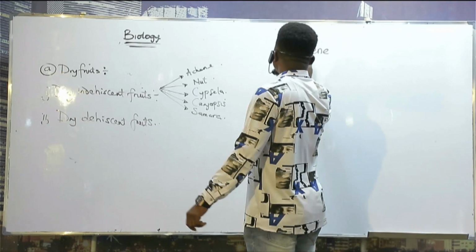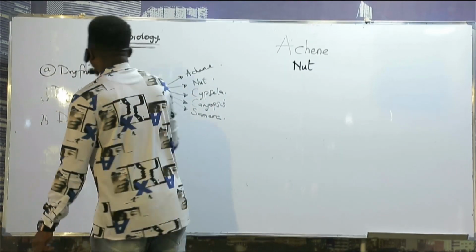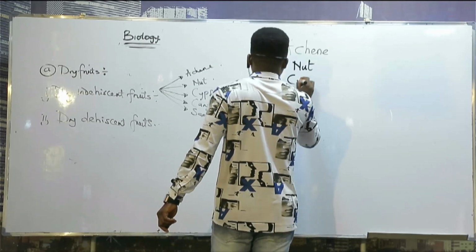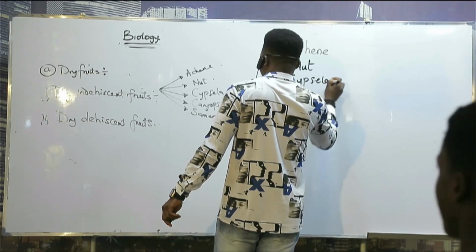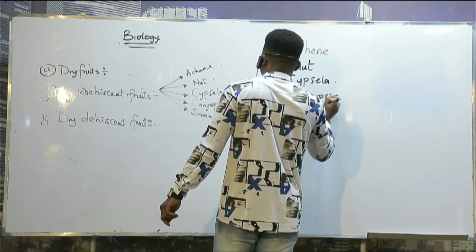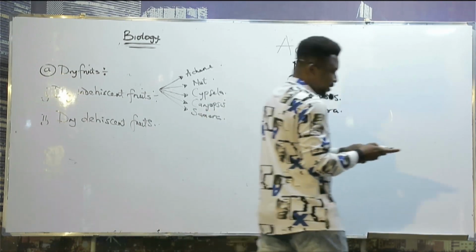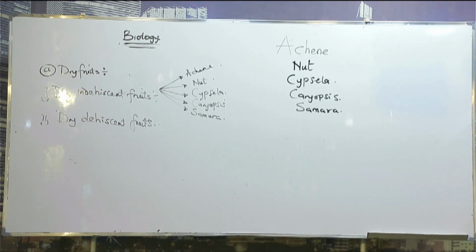So I said achene, nuts. Can you see this one now? All right. So cypsella, caryopsis, and we have samara. So list them out. Let's explain.